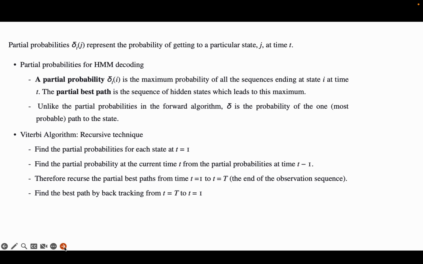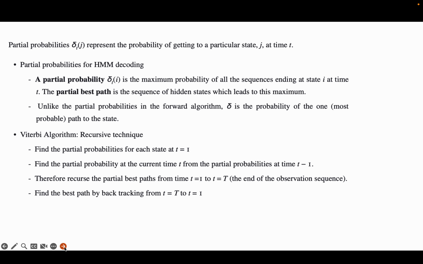So that gives you an idea, even though you don't know the states, as long as you know the number of states and the probability of being in that state on day one and of transitioning to that state at time t, then you can calculate a partial probability for each path. The Viterbi algorithm is recursive. There you would find the partial probabilities for each state at t equals 1, and then find the partial probability at t from the previous probability at t minus 1. So it's got a backward step.